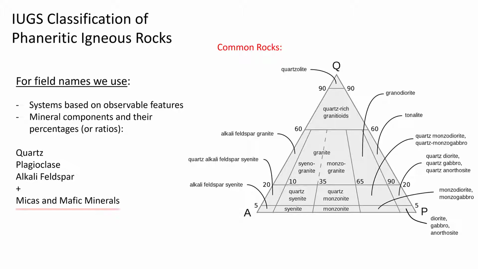And then by looking at the micas and mafic minerals that may also be present in the rocks, we come up with the full field name that would be recorded in your field book and reported by your field site investigation.